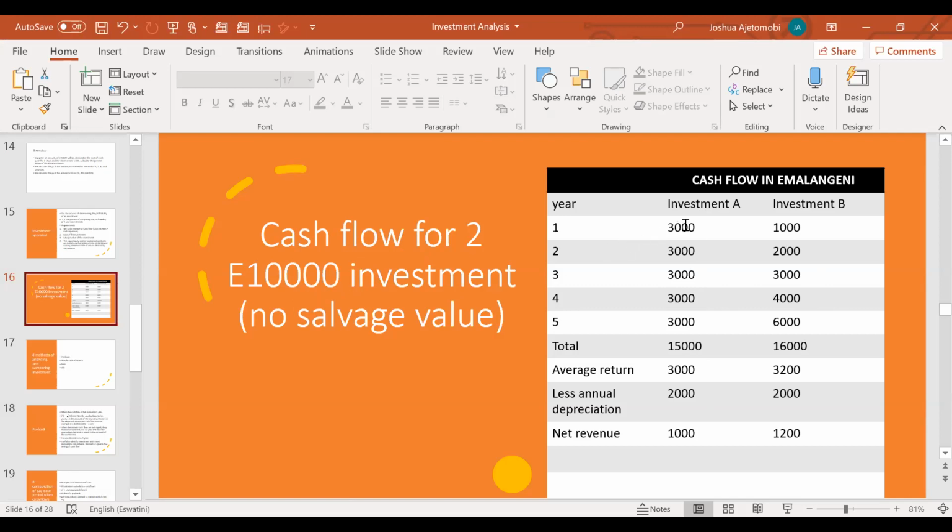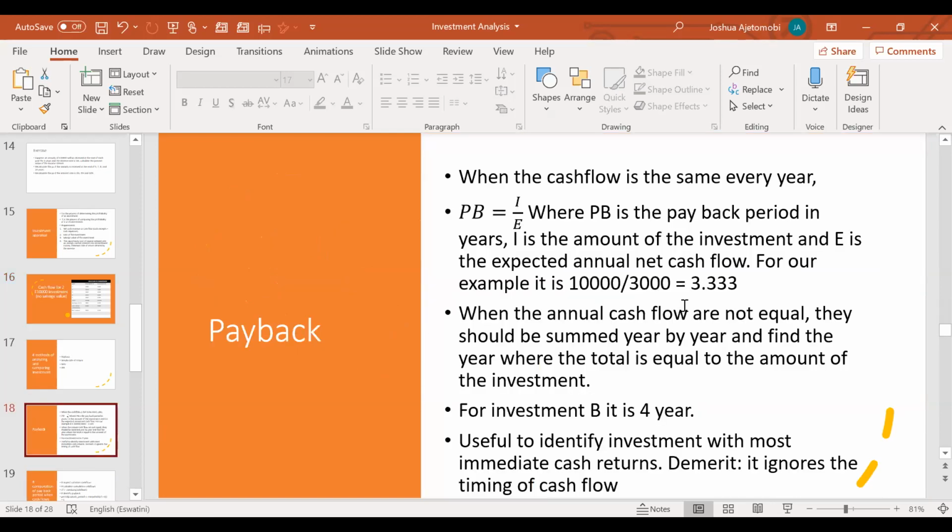But it differs. If you look at the cash flow for investment A, it is different from the cash flow for investment B. So for investment A, you want to calculate the payback period. It's very straightforward because the cash flow is the same over the years. So we just divide the 10,000 by the average of this, which is 3,000. It's going to give us the payback period.